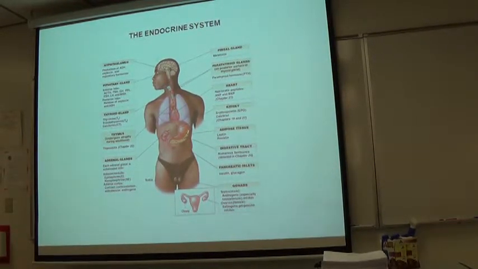So we start off with the endocrine system. Last semester, I finished with the muscular system, but the textbook transitions from nervous to endocrine. Some do not. They put the endocrine at the very, very end.